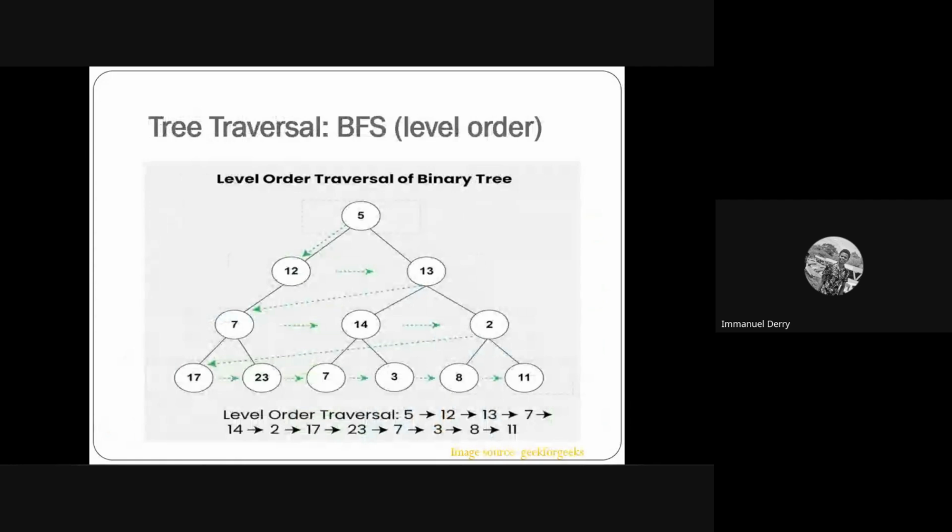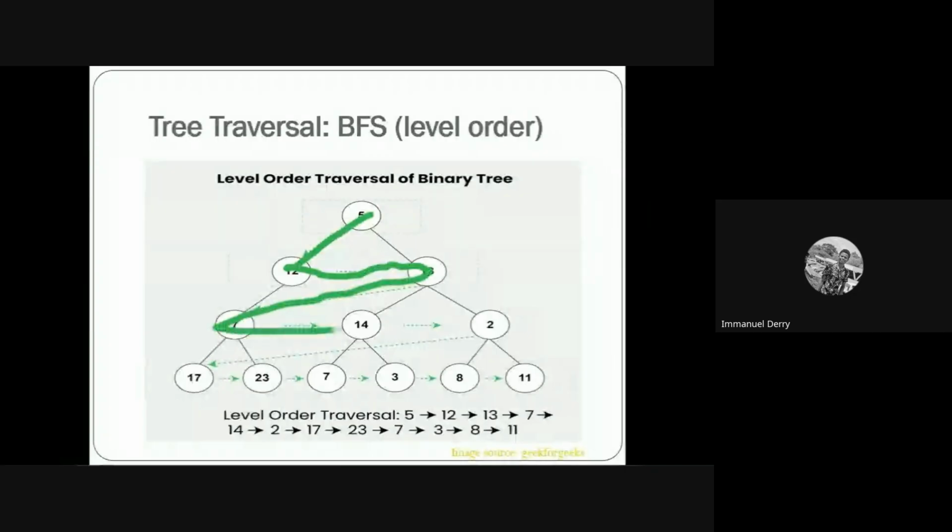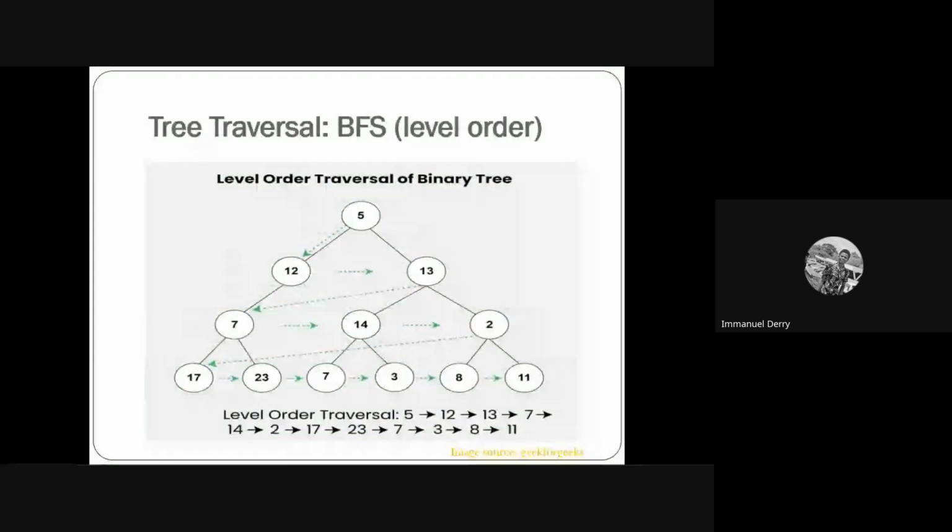So let's look at the various types of traversal in BFS. So we have the level order traversal, as I just explained earlier. So we move to 5, then we explore all of level 1, which is 12 and 13. We move to level 2, we explore all of them. Move to level 3, explore all of them. So this is how the order is going to be. So 5, 12, 13, 7, 14 in that particular order. So this is how the level order traversal for BFS really looks like.